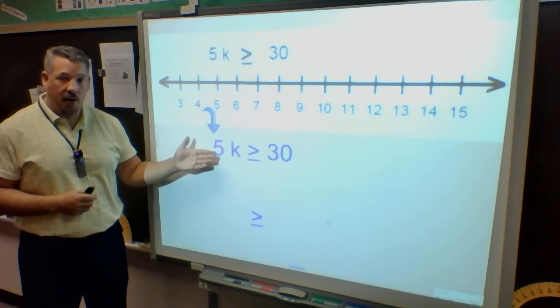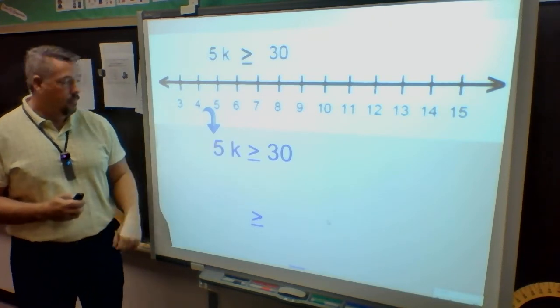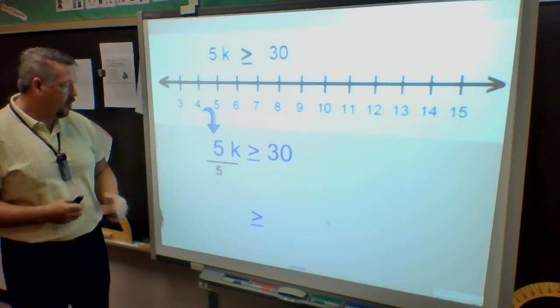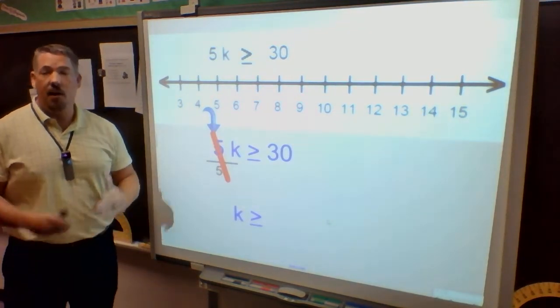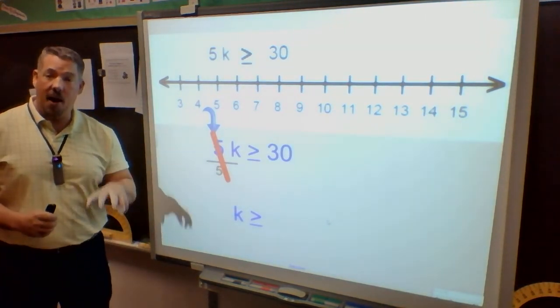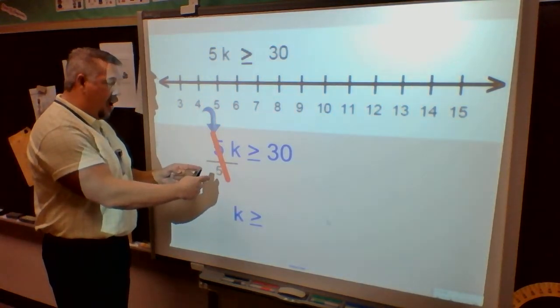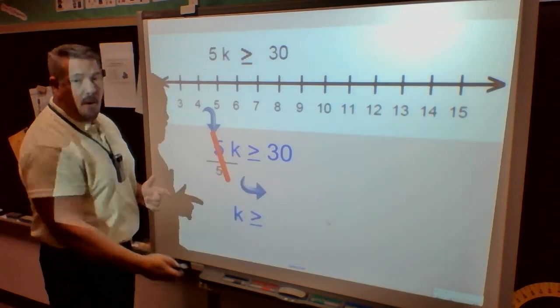So I do my opposite function. I'm going to divide here, and I know I'm getting my k by itself, so I drop my symbol. So I divide by 5 instead of multiplying by 5. That's going to cancel that out. That's going to allow me to keep my k by itself. That's what I have to do. So then if I divide it here by 5, I have to do it on the opposite side. So I'm going to divide over there by 5.